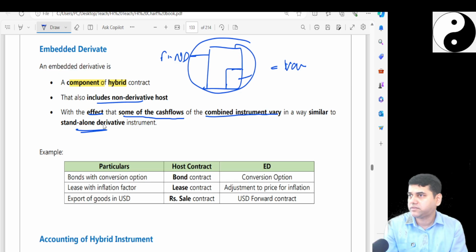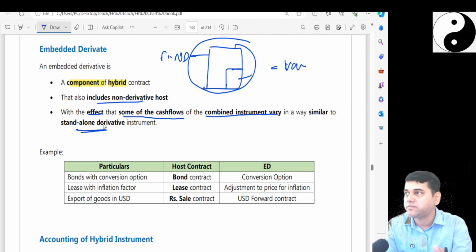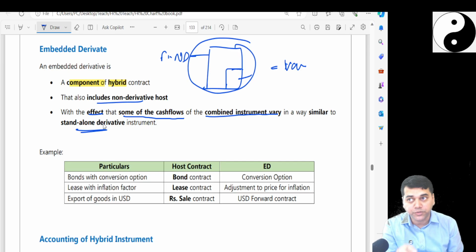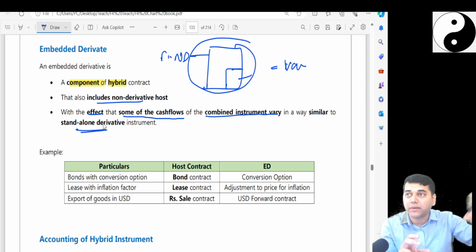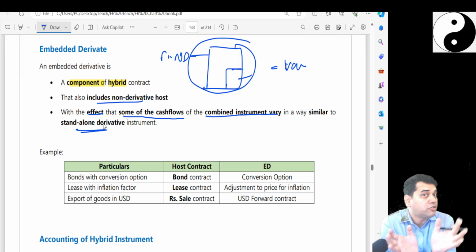If you don't mix, life is simple. Tell management why you're mixing. When you take or issue the debenture, don't give them a prepayment option. Finish. Life is simple. But if you give the prepayment option, that option can be a derivative contract. Its price is going to change now. The instrument taken as a whole is not fixed anymore.